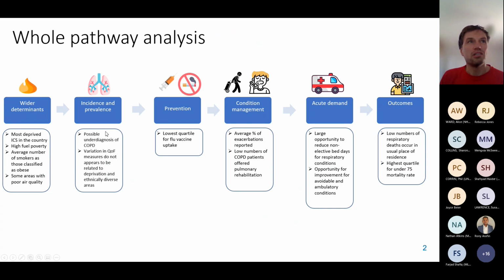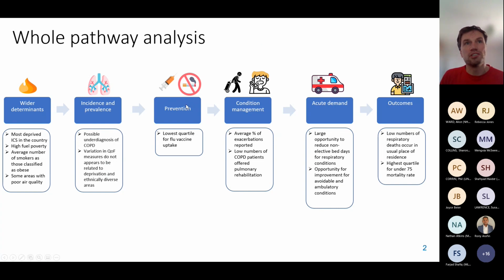For my case, I produced a summary at the start of the pack, which tried to answer those areas. So you can present this and go, okay, in BSOL, it's the most deprived ICS in the country. Lots of fuel poverty, smokers, and patients classified as obese, as average. There are some areas of poor air quality, perhaps underdiagnosis of COPD, variation in cough measures, but they're not necessarily related to deprivation in ethnically diverse areas.